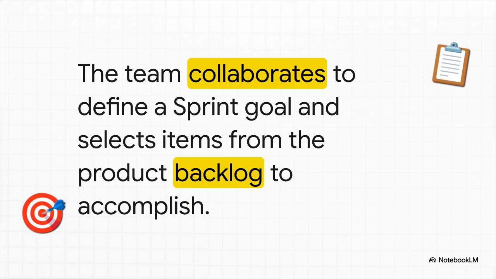So, every single sprint kicks off with sprint planning. This is where the whole team gets together, they look at the big to-do list, and the product owner says, here's our top priority. Then the team pulls a chunk of that work into the sprint and says, okay, this is what we believe we can get done in the next 2 weeks.